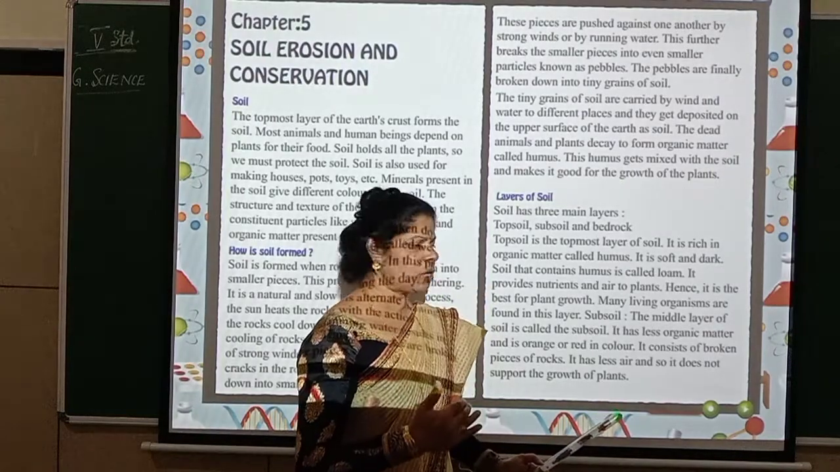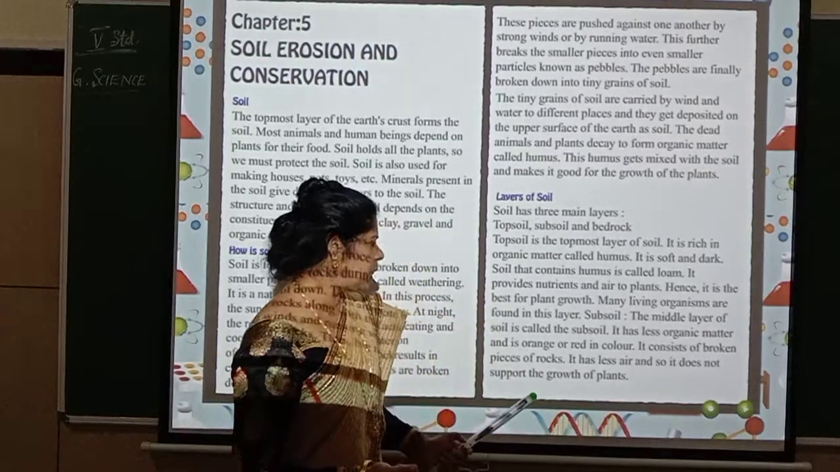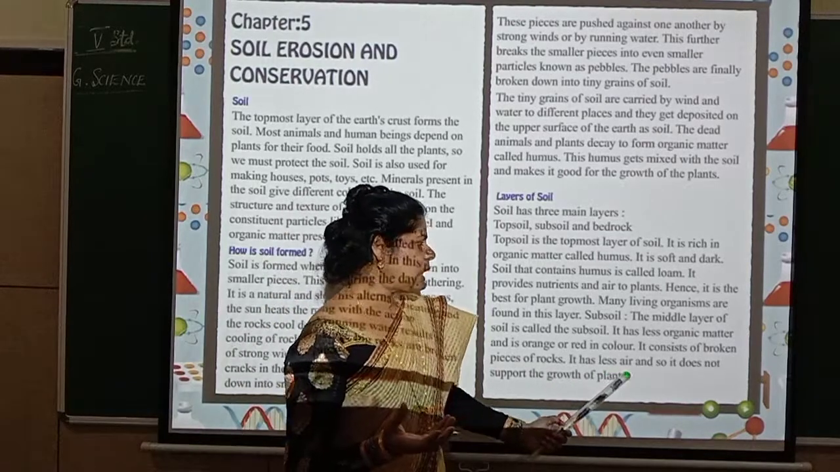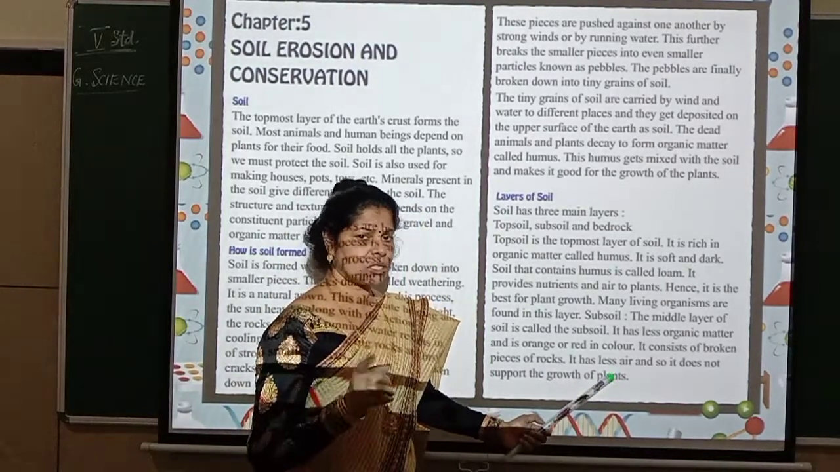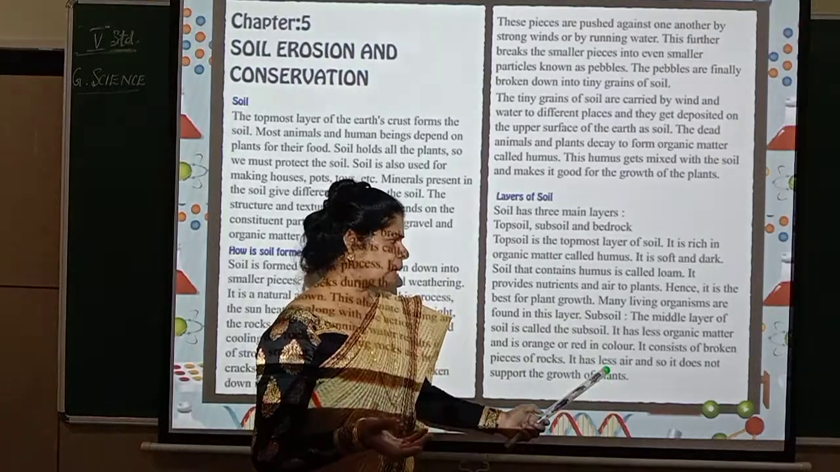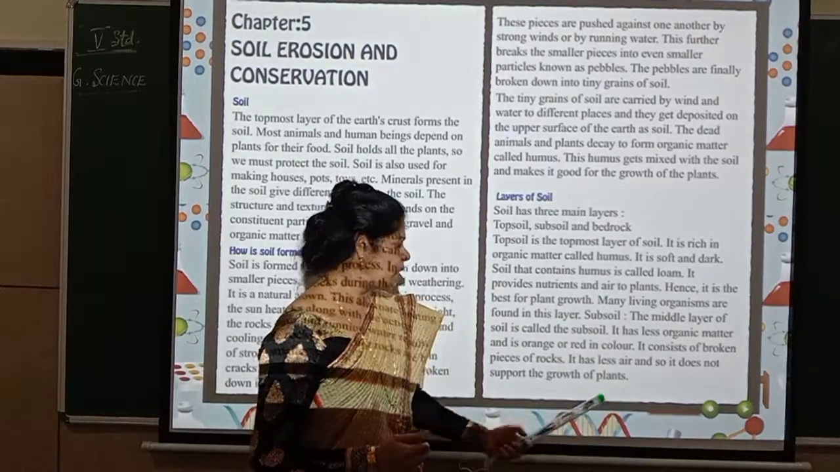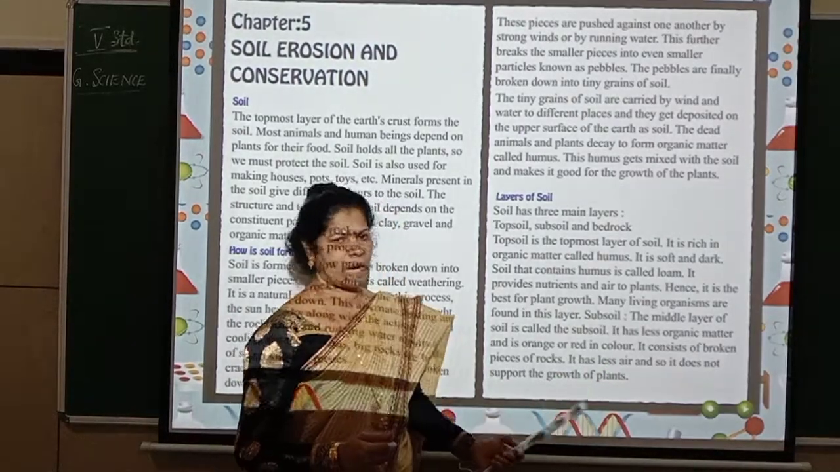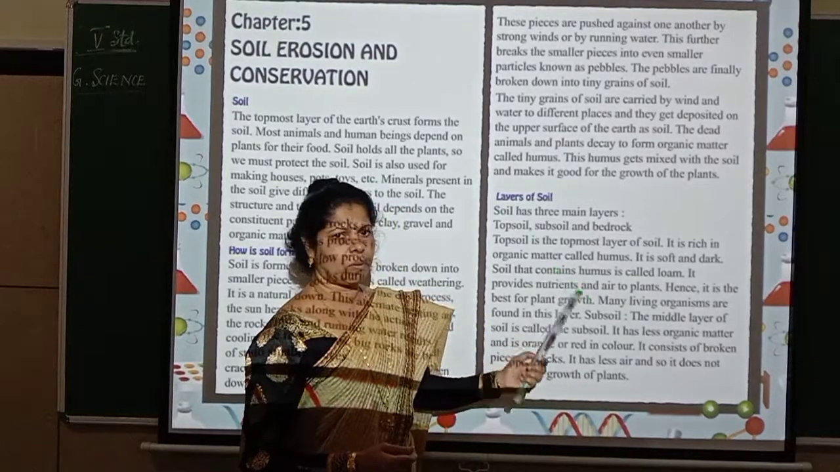Under the topsoil you see the subsoil. So what is happening? It will not have a large amount of air. Air is also required for the growth of plants. So that much air is not present in the subsoil, and it does not support the growth of plants. Have you understood? So topsoil over, subsoil over.